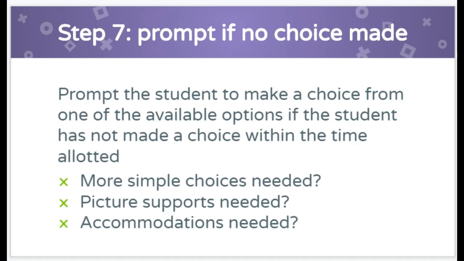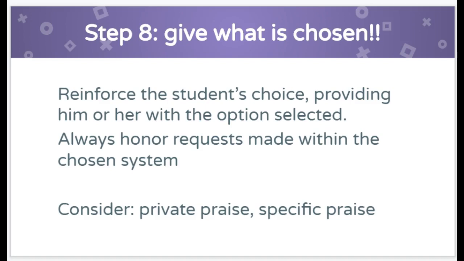If a student does not make a choice, I've offered you 6 things to do and the student hasn't chosen one, then I might want to consider, do I need to offer less variety in the choices? Do I need to add some picture supports or are some accommodations needed before the student feels like they can successfully make a choice? Once a student makes a choice, then I want to honor that choice and honor that student for making a choice, and then provide them with any supports they need to be successful.